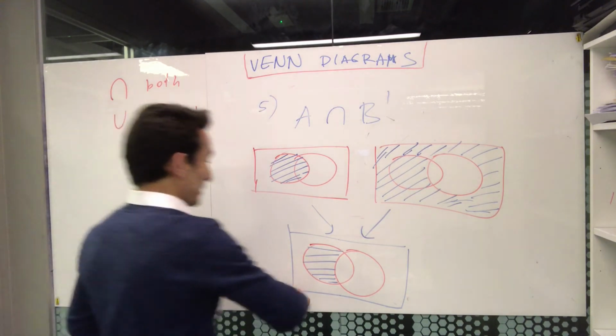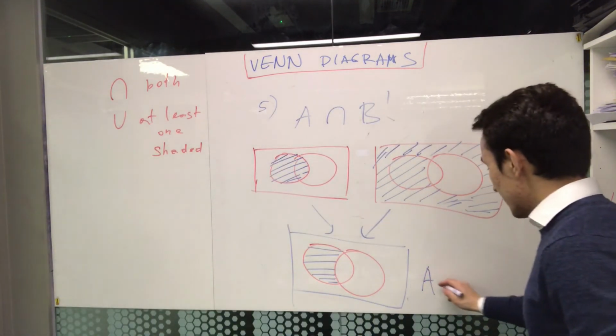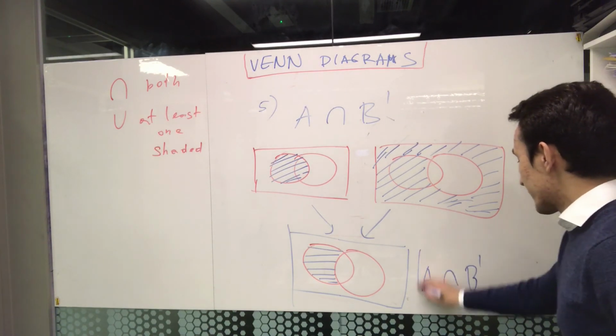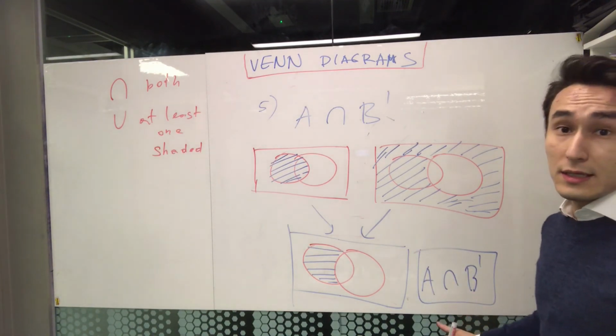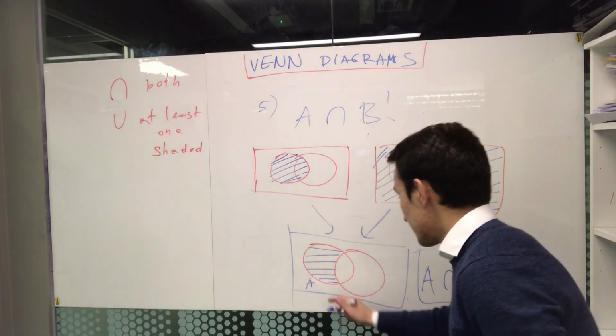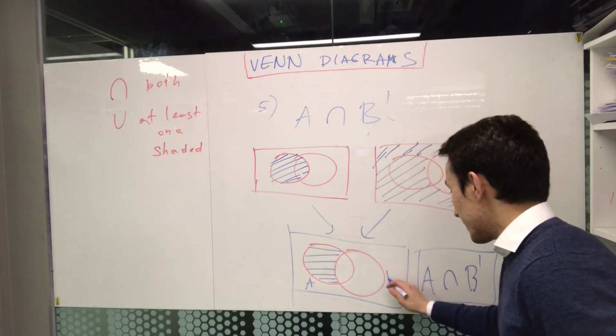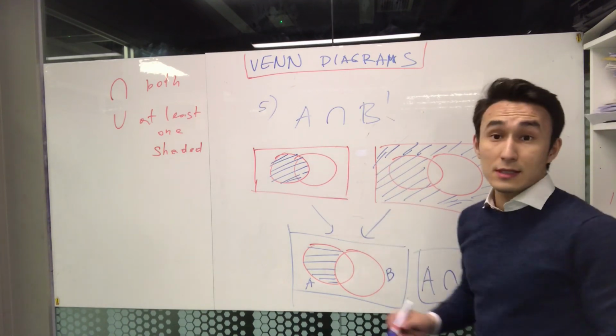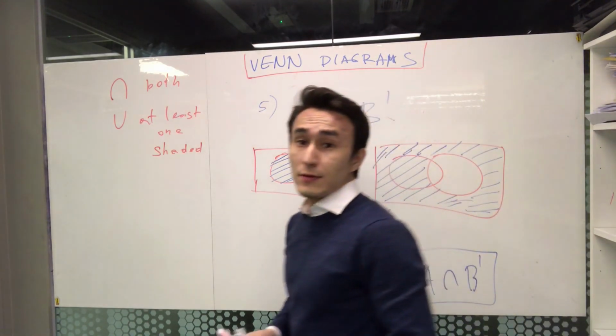So the answer is, this is A intersect not B. Okay, A intersect not B is this diagram. By the way, circle A is this circle, and B is the right circle, and everywhere it's like that. Okay, I hope this was helpful.